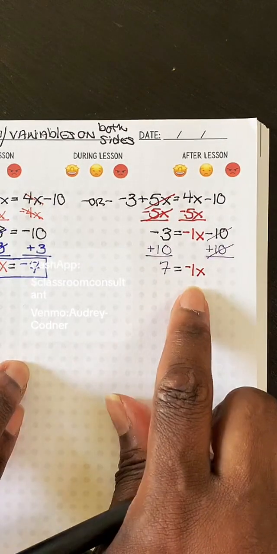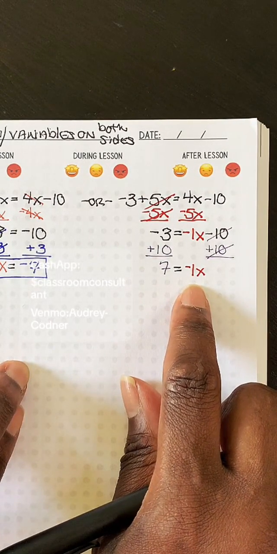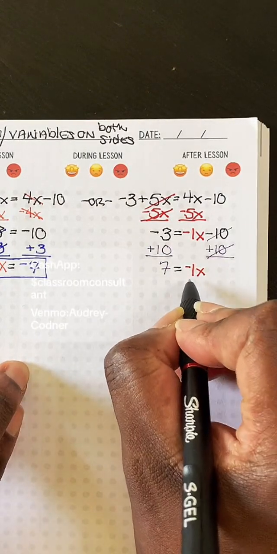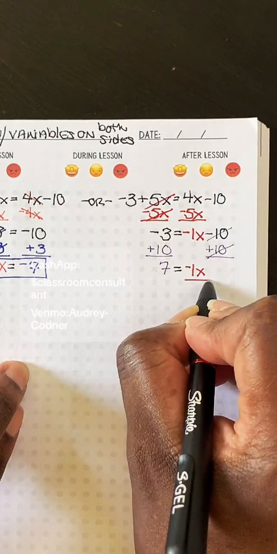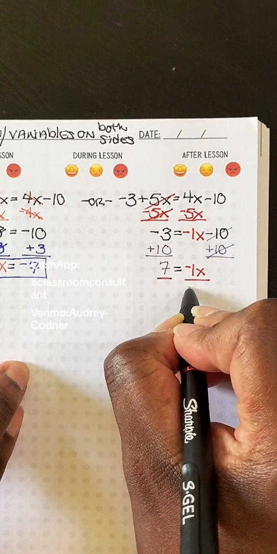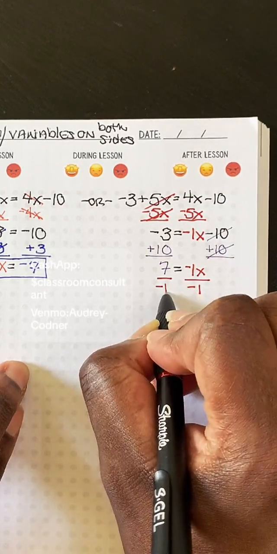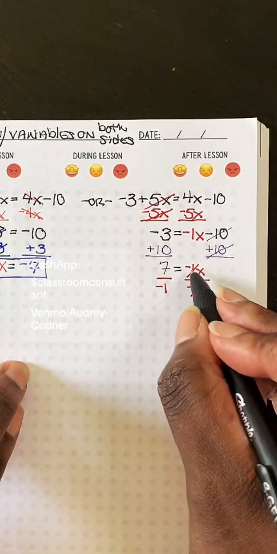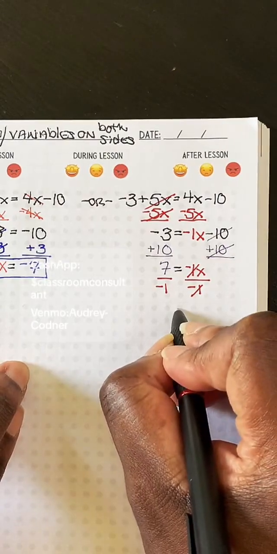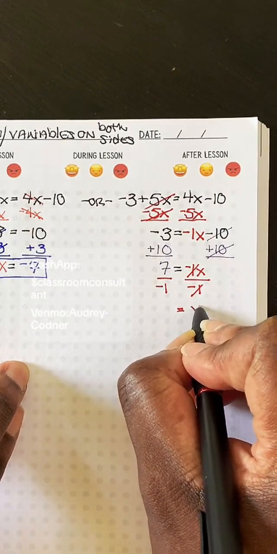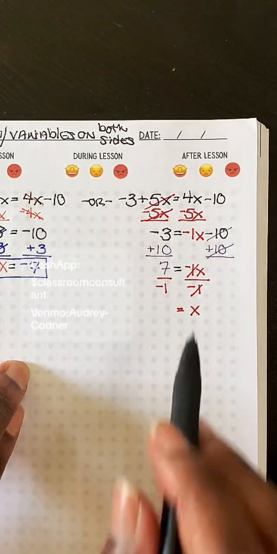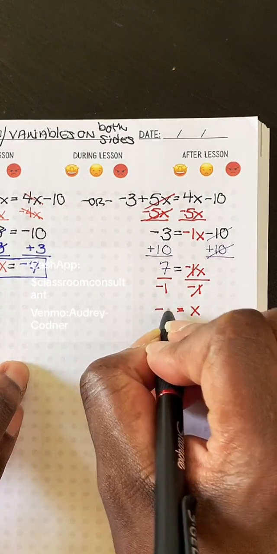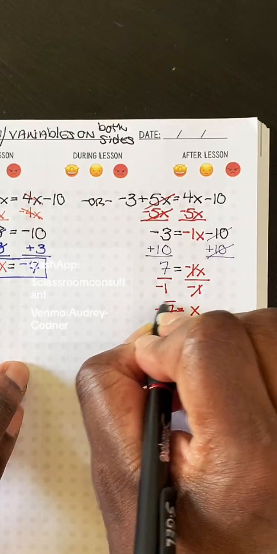But we don't want to know what negative 1x equals. We want to know what x equals. So negative 1 is being multiplied to that x. So we divide both sides by that negative 1. So negative divided by negative gives me a positive. 1 divided by 1 gives me 1. So 1x, or just simply x. And now you have your 7 divided by negative 1, which gives me negative 7.